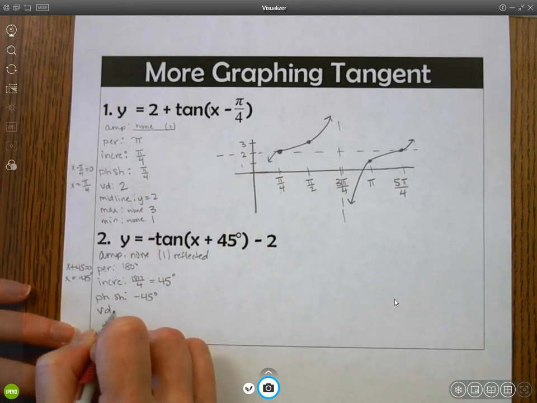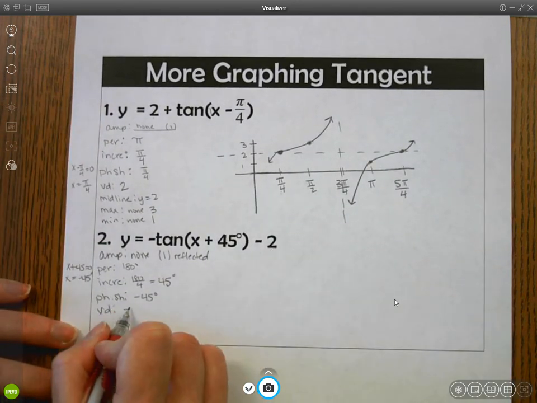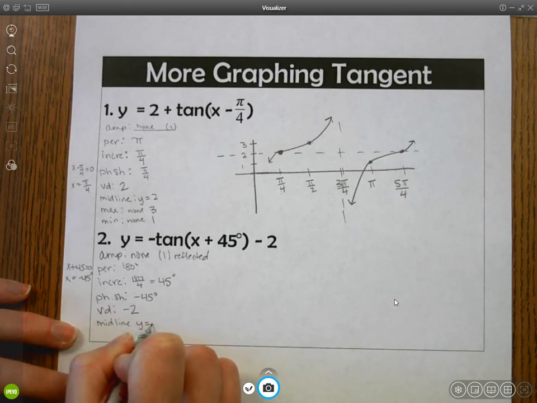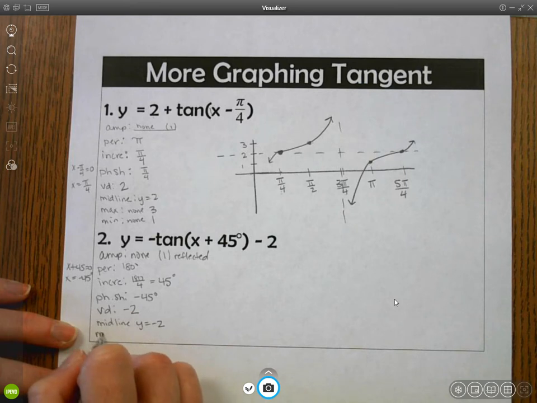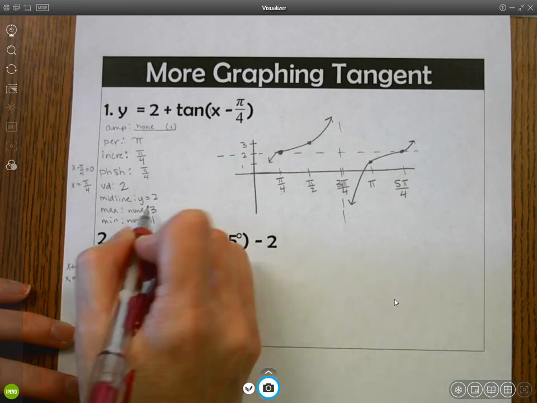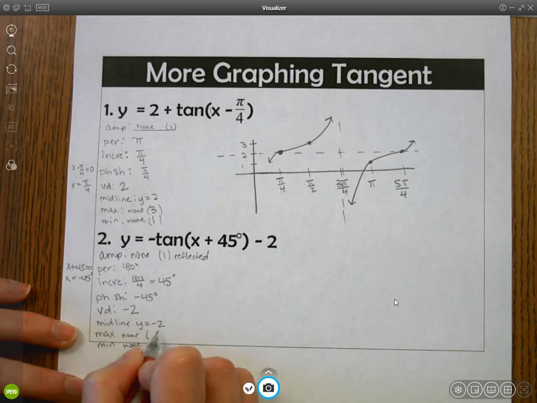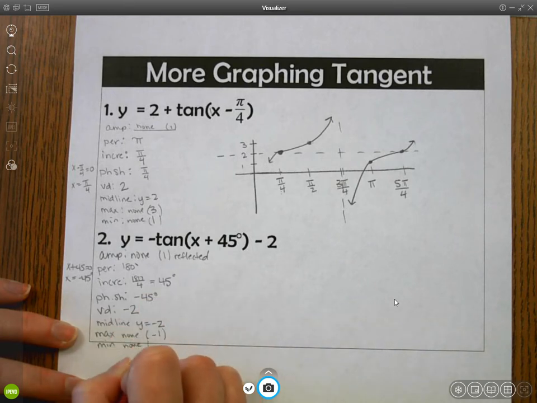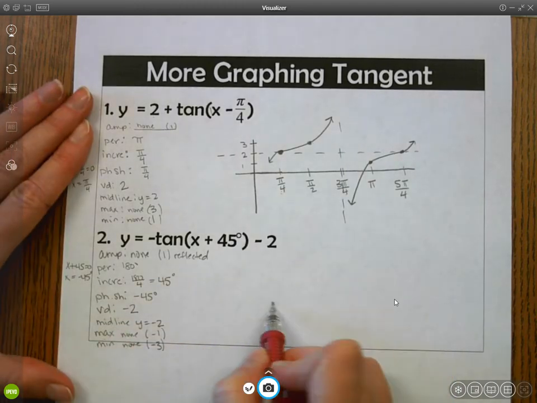Vertical displacement, be careful because they stuck it on the end this time, it's negative 2. So your midline is y equals negative 2. Remember that there is no max or min, but we need to remind ourselves that we would do negative 2 plus 1 is negative 1, and we would do negative 2 minus 1 is negative 3. That's where we're going to put our points.